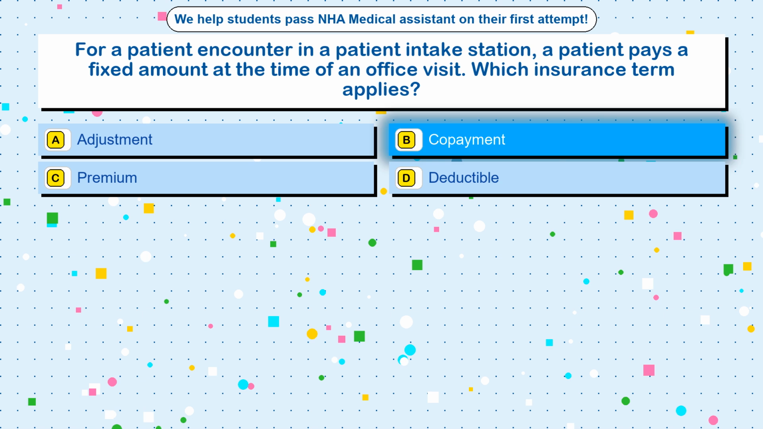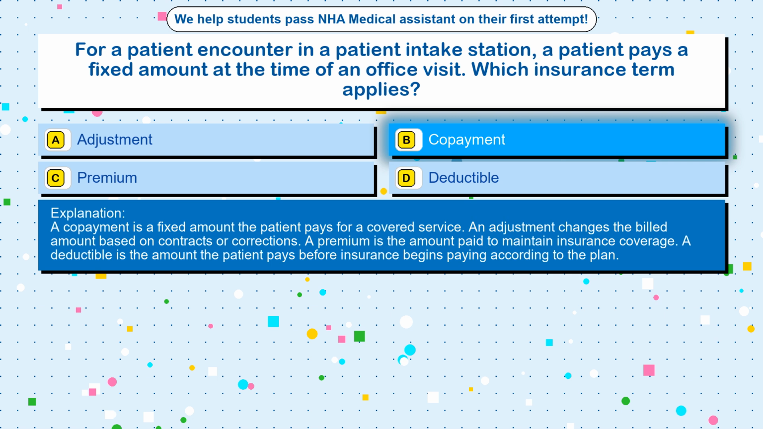The correct answer is option B, copayment. A copayment is a fixed amount the patient pays for a covered service. An adjustment changes the billed amount based on contracts or corrections. A premium is the amount paid to maintain insurance coverage. A deductible is the amount the patient pays before insurance begins paying according to the plan.